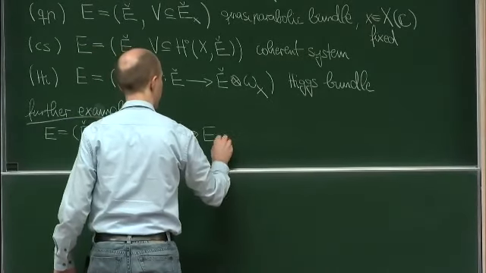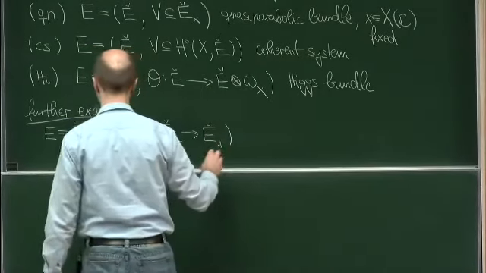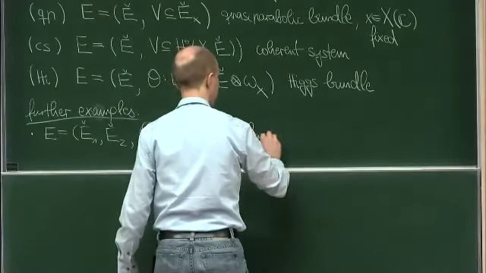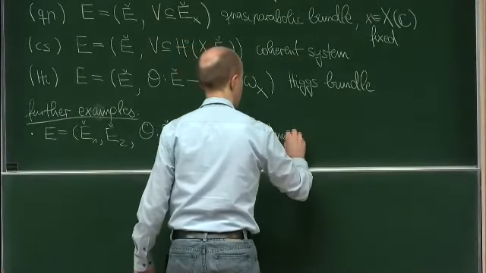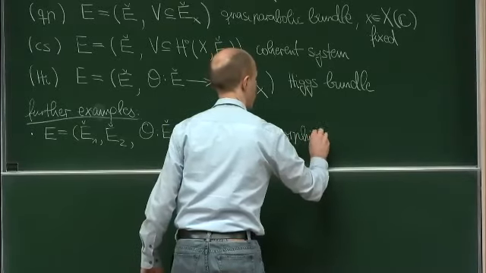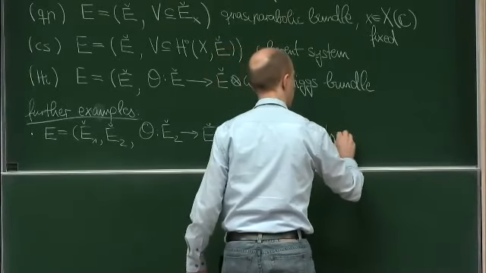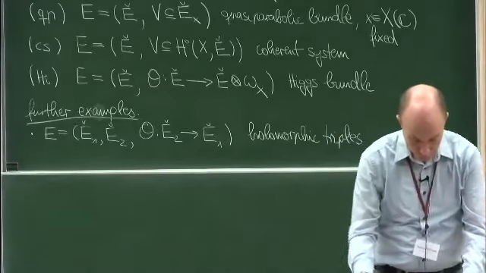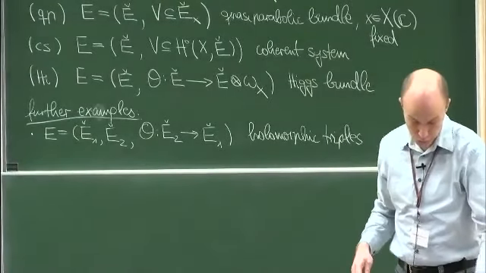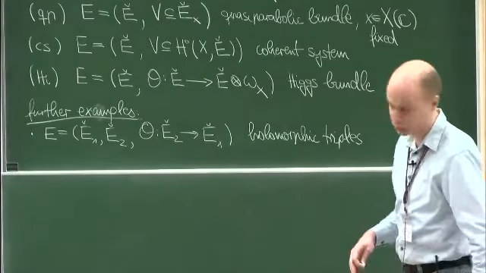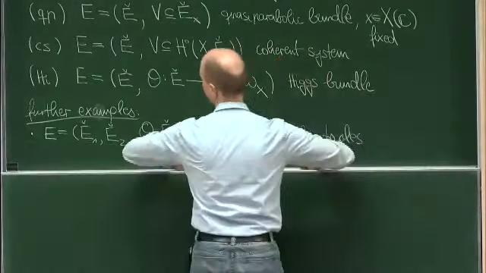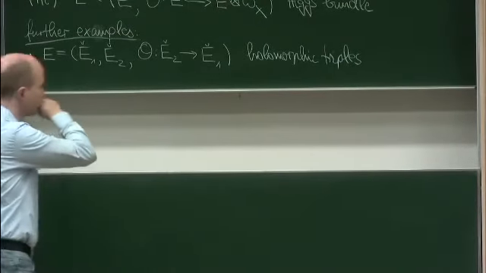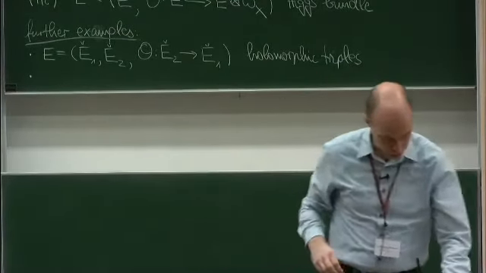A morphism of holomorphic vector bundles between them. So these are called holomorphic triples, and have been studied, for example, by Alvarez Consul, Bradlow, Garcia Prada, Gothen, Schmidt, and others. And there's one more example which I'd like to mention.